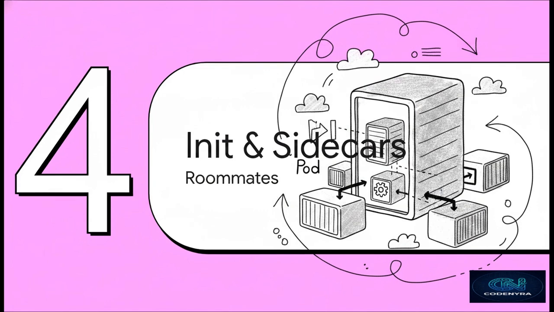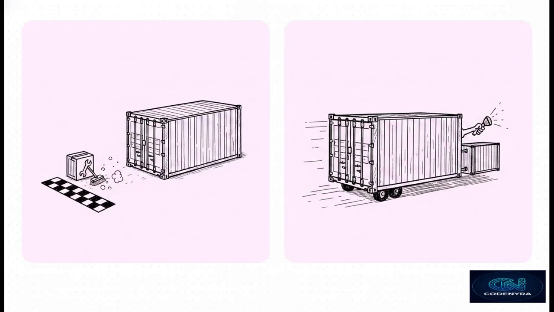Which brings us to Section 4, Init and Sidecar containers, or as I like to call them, the roommates. Now, the one container per pod model is definitely the most common, for sure, but some advanced setups require tightly coupled containers working together in the same pod. The two big multi-container patterns you need to know are init containers and sidecar containers.